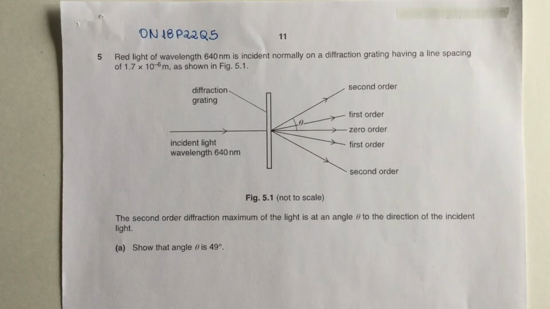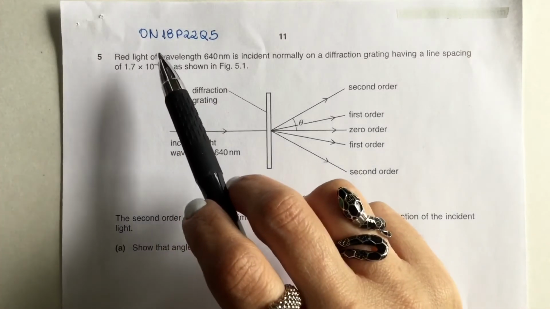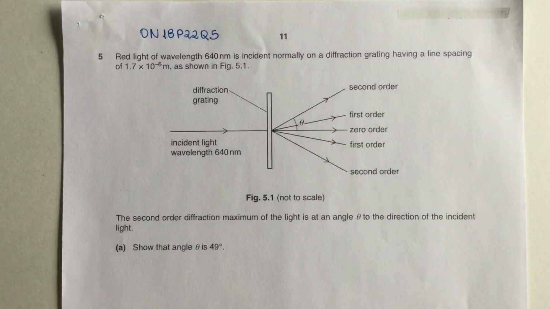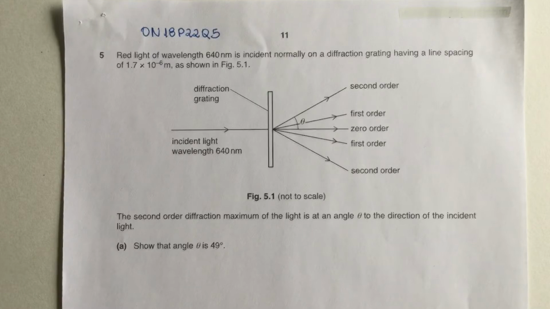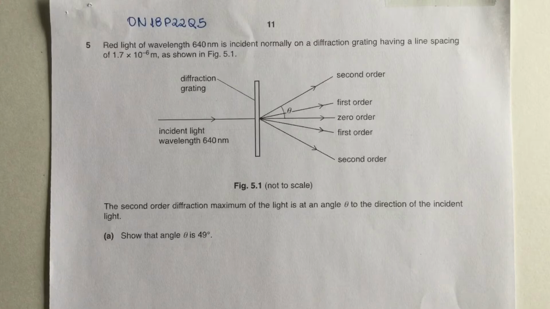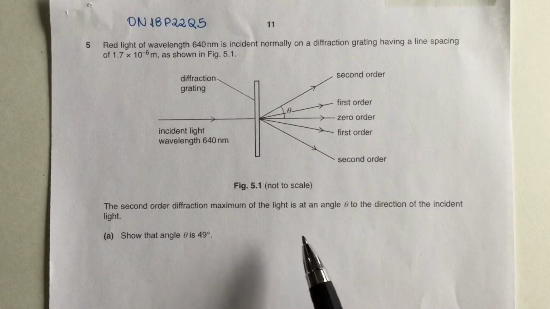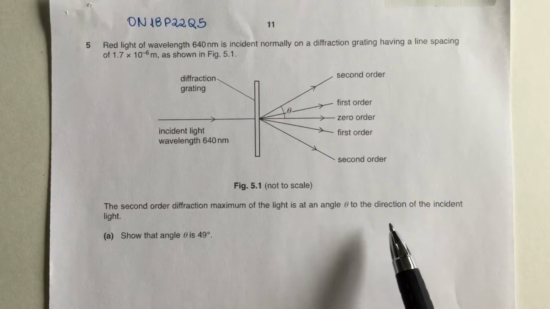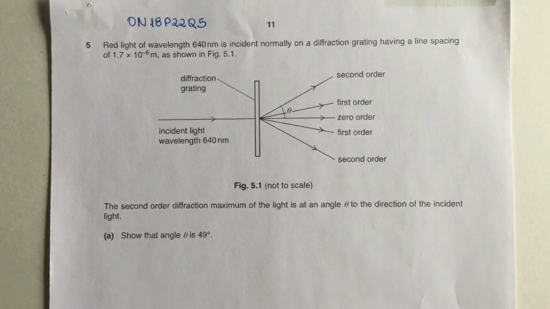This question is about diffraction grating from October-November 2018, paper 22, question 5. Red light of wavelength 640 nanometer is incident normally on a diffraction grating having a line spacing of 1.7 times 10 to the minus 6 meter as shown in the figure 5.1. The second order diffraction maximum of the light is at an angle theta to the direction of the incident light. Show that angle is 49 degrees.